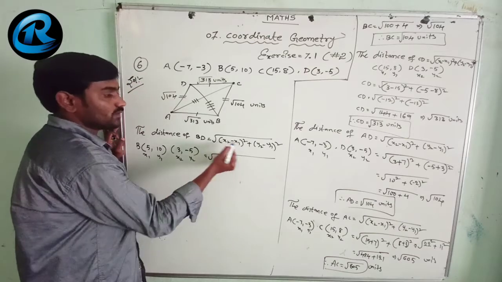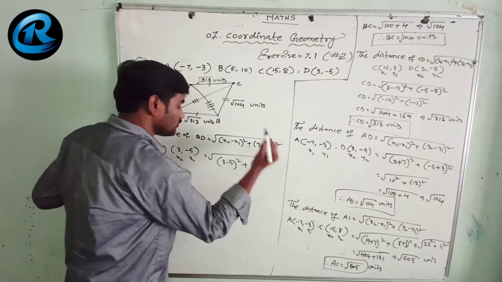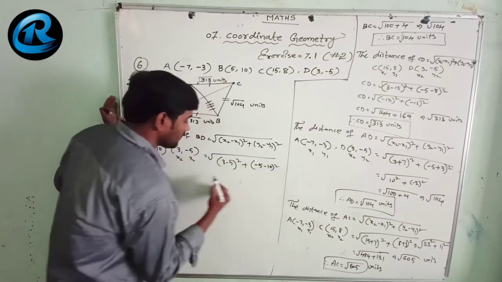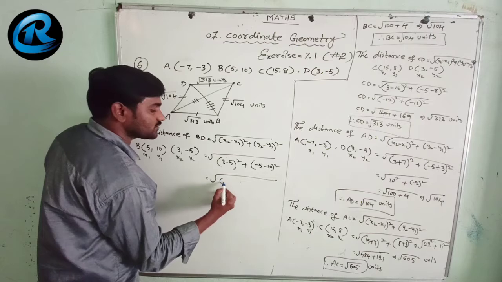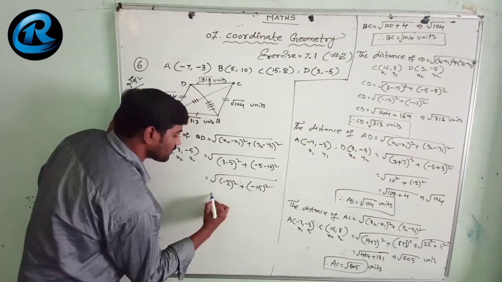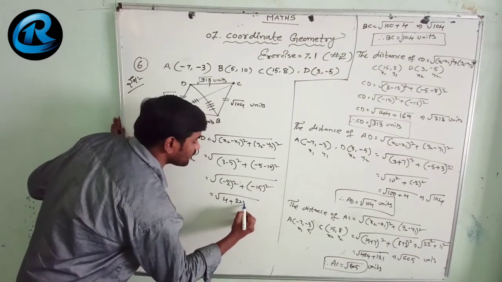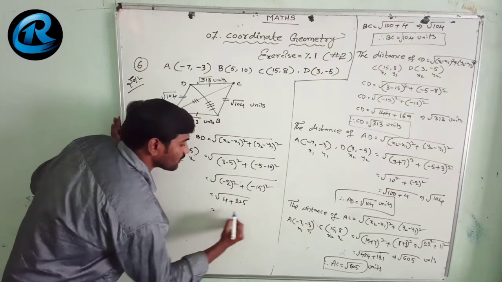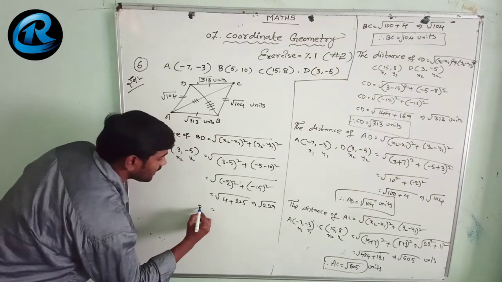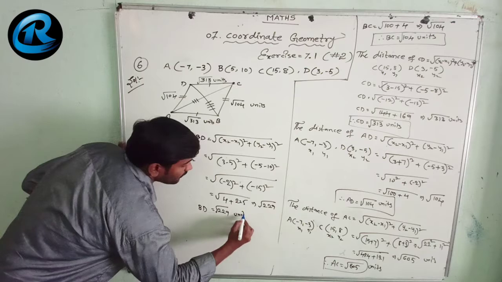ప్రాక్టీస్ అవుతుంది. x2 minus x1, 3 minus 5, whole square plus y2 minus y1, minus 5 minus 10, whole square. That equals 3 minus 5 is minus 2 whole square plus minus 5 minus 10, that is minus 15 whole square. Minus 2 whole square is 4 plus minus 15 whole square is 225. Okay, that equals under root of 229. So here BD equals root 229 units.